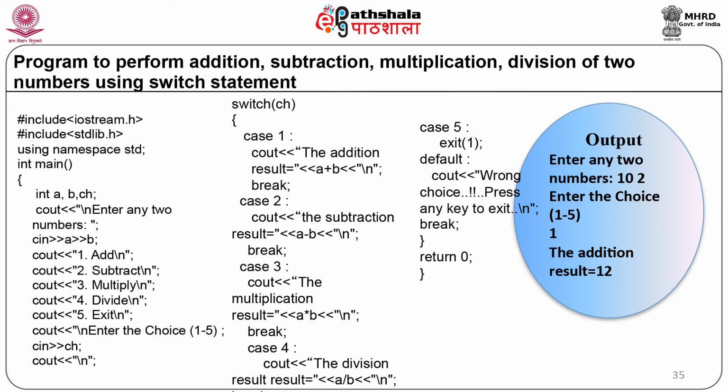and it will give the message as wrong choice. When the above code is compiled and executed, it produces the following result: enter any two numbers. Suppose the entered numbers are 10 and 2, then it will display the message enter the choice 1 to 5. Suppose the choice is 1, then the result will be addition of two numbers, 10 plus 2, 12.